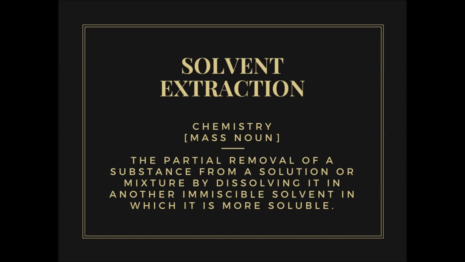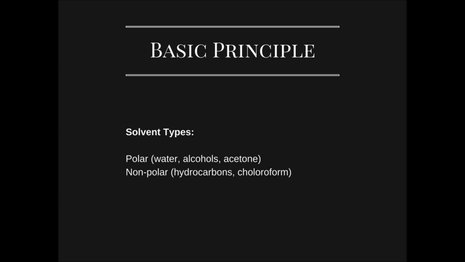Solvent extraction is described by Oxford dictionaries as partial removal of a substance from a solution or mixture by dissolving it in another immiscible solvent, in which it is more soluble, or we can call it higher solubility. The basic principle of this process is we have two liquids. First, our sample, usually aqueous, and the other one is the solvent. The solvent could be polar or nonpolar. Our solvent is supposed to be immiscible or not reactive with our aqueous base, but it will still pull the solutes that we want into it. To say, our solutes will have higher solubility in the solvent compared to the base.